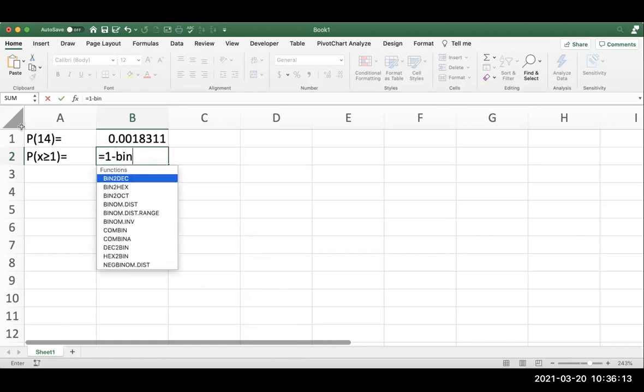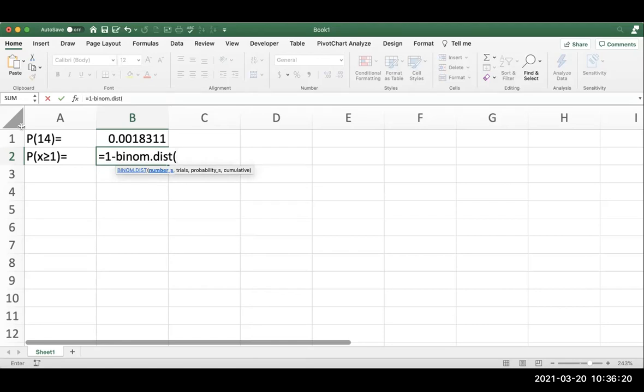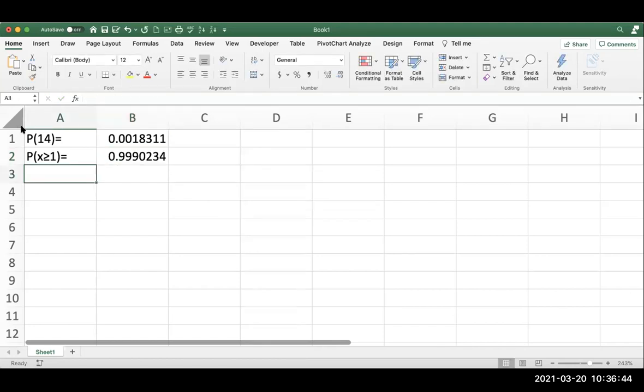So binomial distribution. Number of successes: I don't want any successes. Number of trials, 10. The probability. You want it to be cumulative? Don't care. Either true or false will give you the same answer, because it's 0, so it doesn't really matter. 0.9990234.